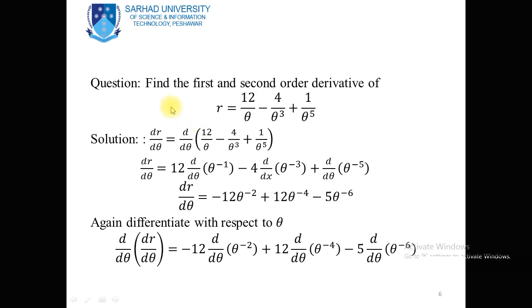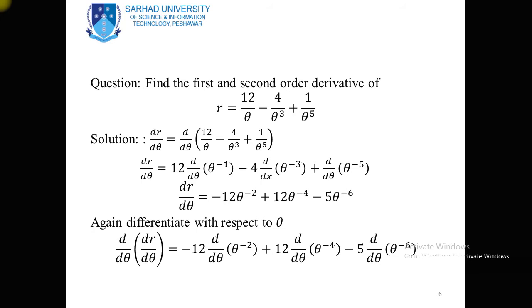Now another problem, to find the first and second order derivative of the function R is equal to 12 by theta minus 4 divided by theta cube plus 1 over theta power 5. Dear student, you see over here, this is also in quotient form, 12 divided by theta, but here we can use only a simple power rule. First of all, shift the denominator into the numerator.